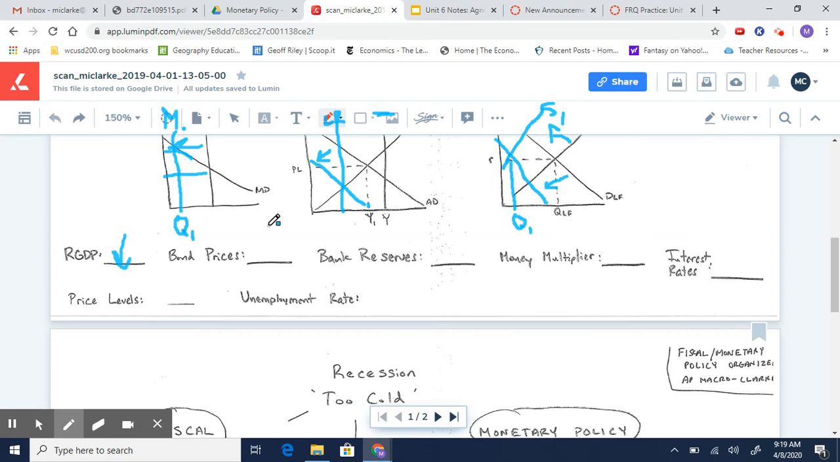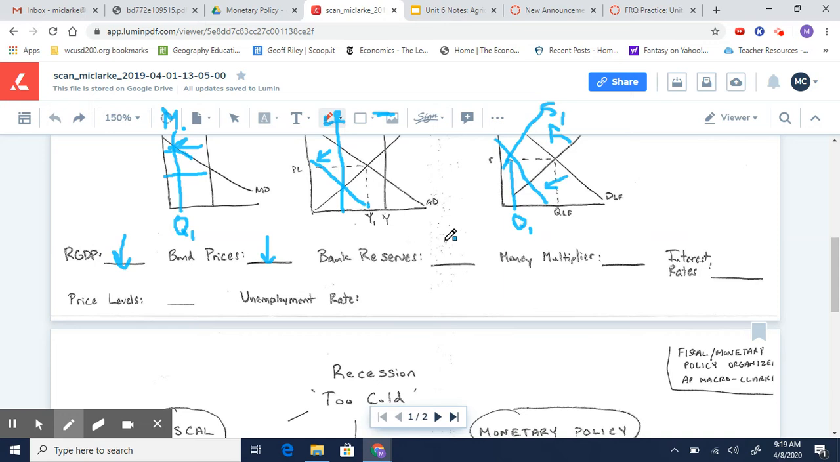interest rates are higher. Keep in mind that with bond prices, there's an inverse relationship between bond prices and interest rates. So if interest rates are increasing, as shown in this money market graph, interest rates are going up. That means the price of bonds is falling.